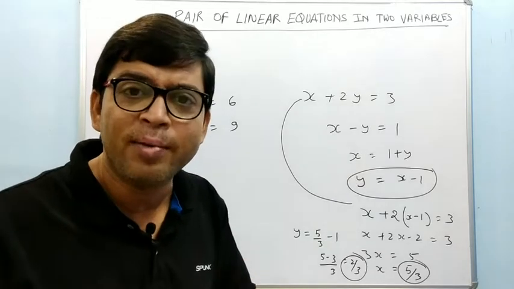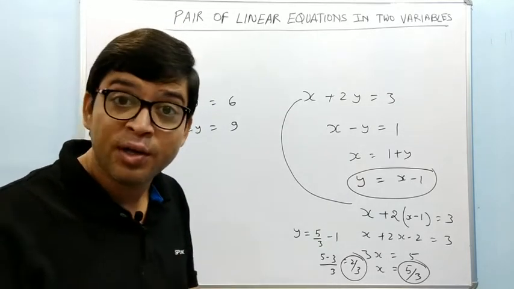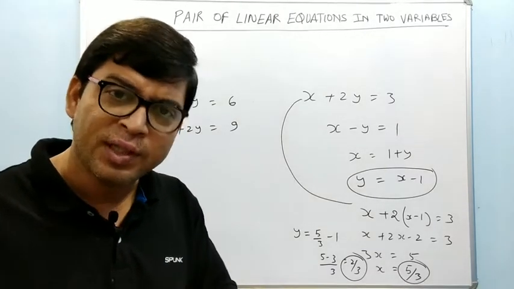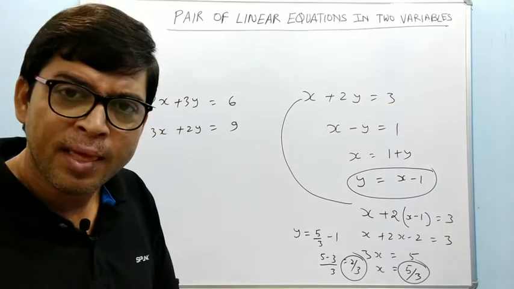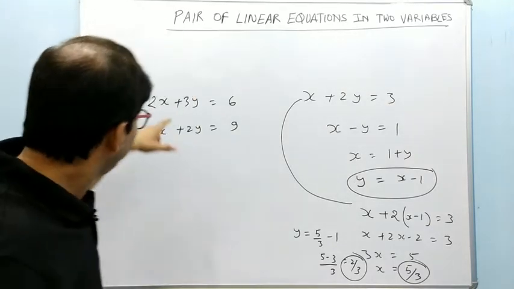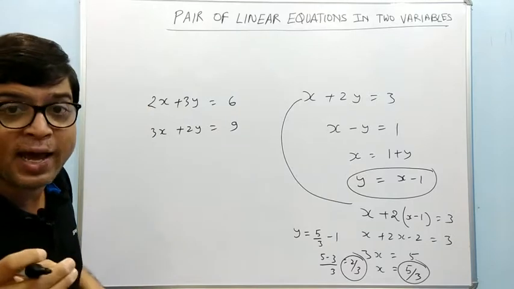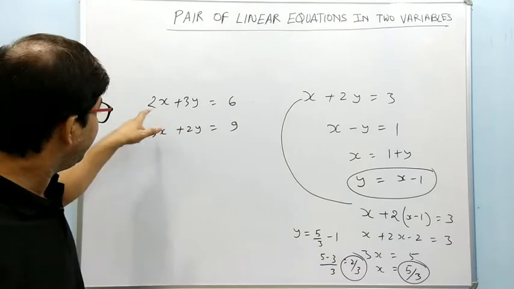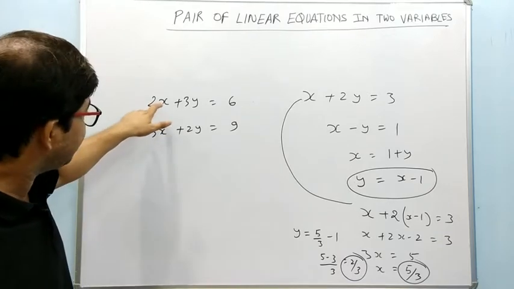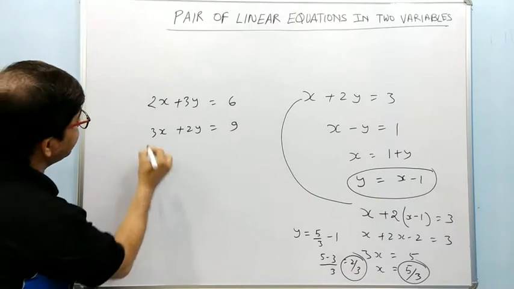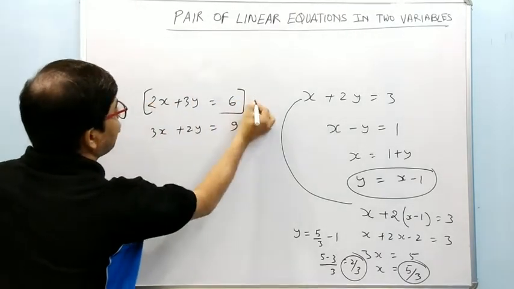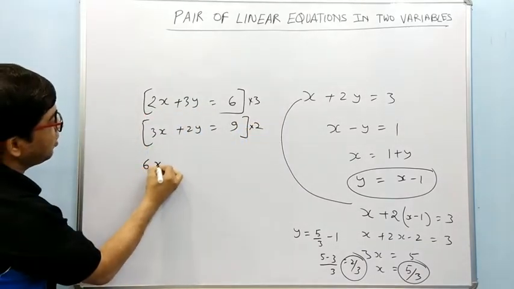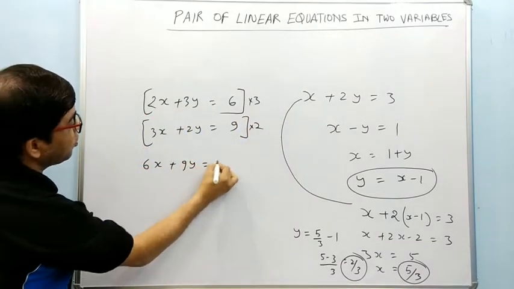Elimination means one variable to be eliminated. Very easy. How can this be eliminated? If they are exactly equal. How can we make exactly equal? Suppose I want to cancel out x, so I have to make the coefficients of x equal. Here it is 2, here it is 3. If I just multiply this by 3 and this thing by 2, the new format will be 6x plus 9y is equal to 18.